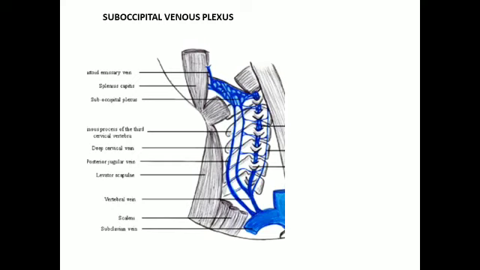The floor of this triangle is formed by the posterior arch of atlas. In this lateral view of the neck region, here you have the mastoid process. So this is the posterior aspect.